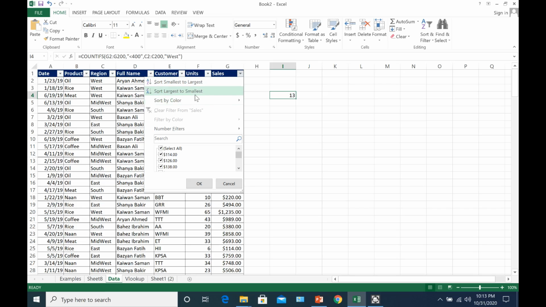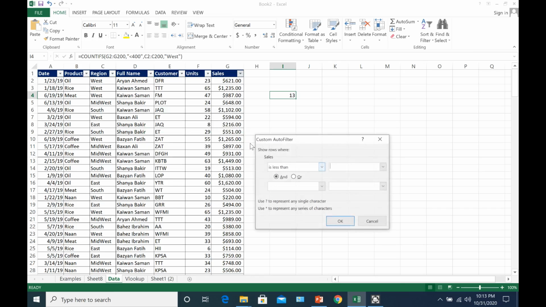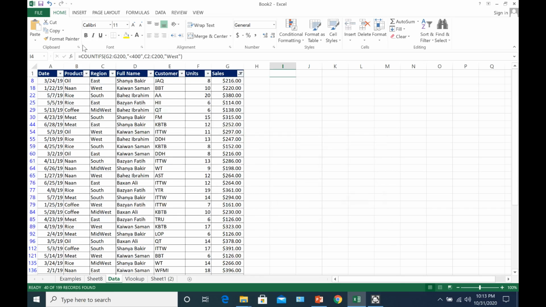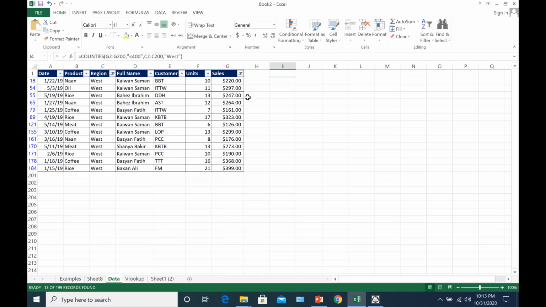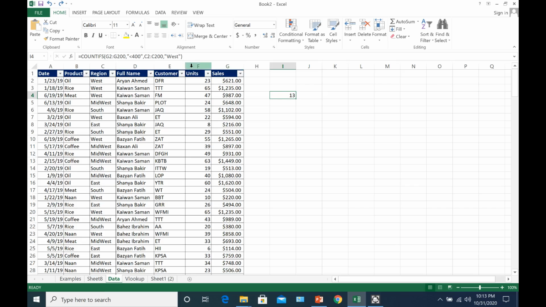Okay, we have a filter. Let's say we said less than 400, this one, and it's coming from west. Look at this, sometimes it's going to take too much time when you are doing it by hand like this and always change it. We said it's 13. Count it. Look at this, it's 13. It means we have 13 from west when it's less than 400.